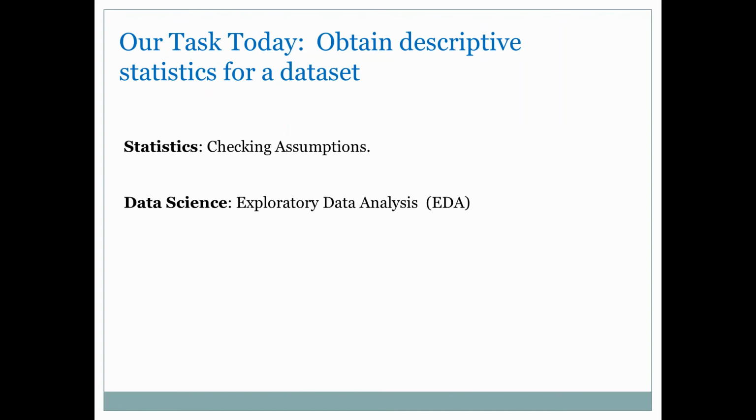So our task today is to obtain descriptive statistics for a data set. In statistics, we usually call it checking assumptions. Is my data normal? Are there any outliers? Things like that. In data science, it's often called exploratory data analysis, but a lot of it is the same thing. So I'll show you how a statistician does it, and it's quite a bit like the data scientists do it also. We just kind of have different names for things, really.